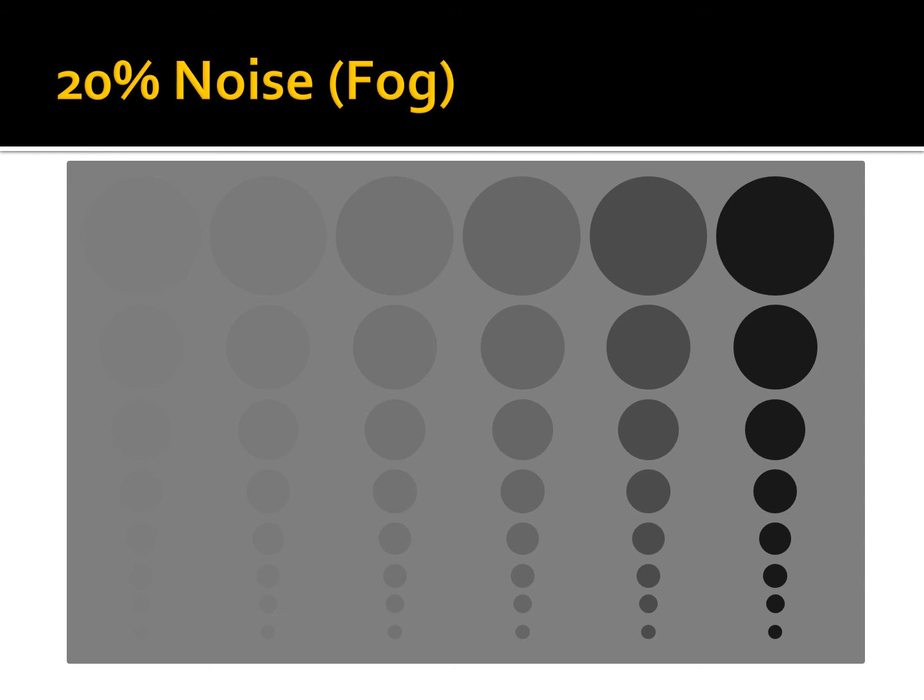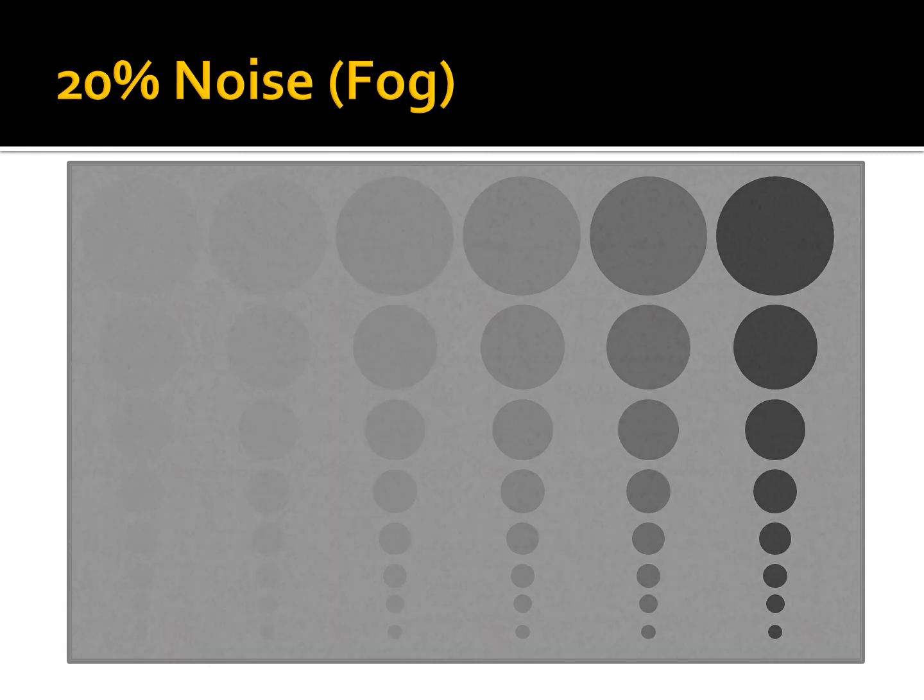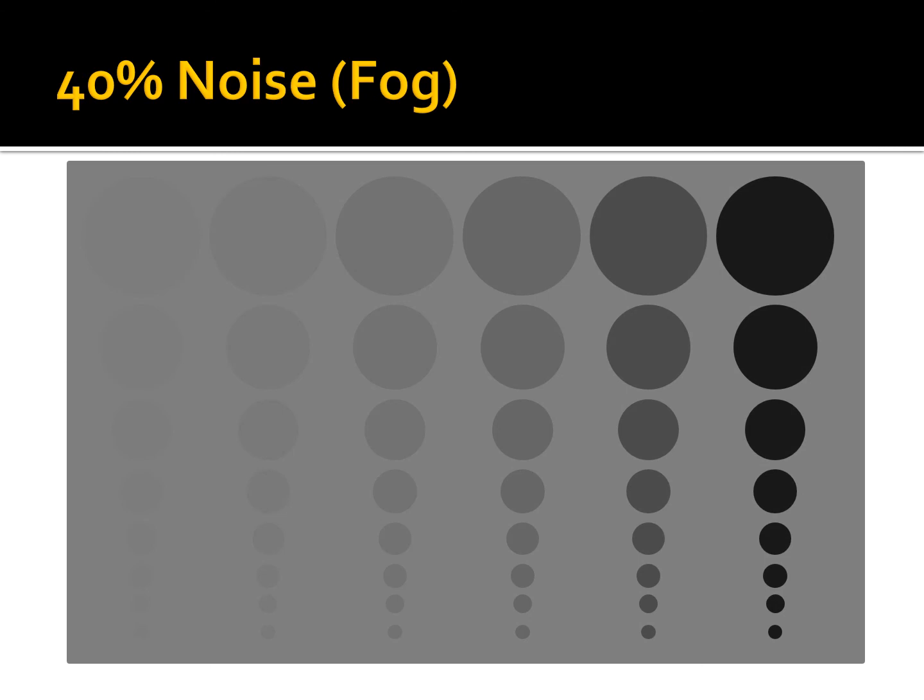Here is the matrix without any noise. With the noise added, the bottom 3 dots in the first column are not visible. Also, the bottom 2 dots in the next column are obscured. Now let's observe the matrix again with a 40% noise overlay.